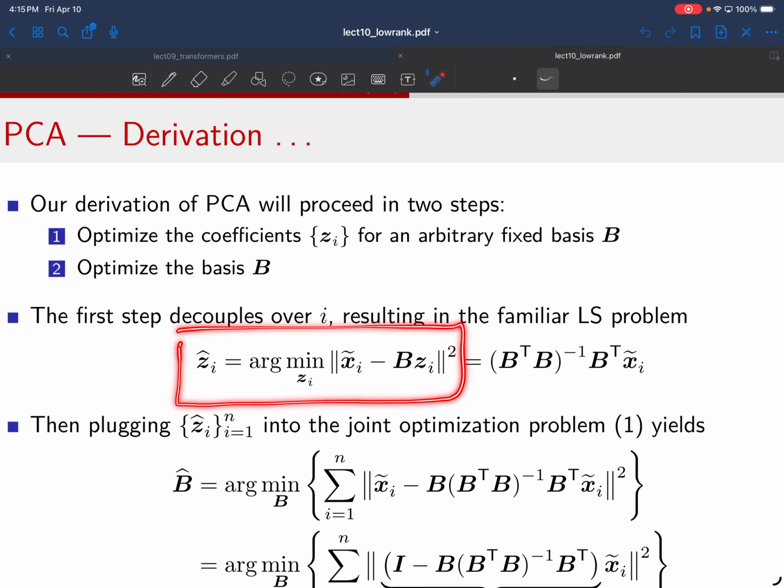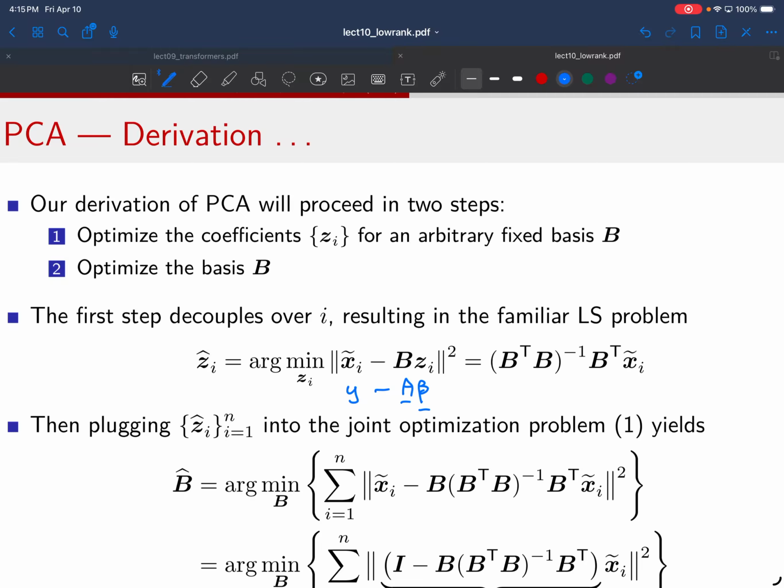Okay, so that's what we have here. I want to optimize this over Zi. But if you think about it, this is exactly the same problem we saw back in Unit 2. The only difference is we had a different notation there. So there we had y minus A times beta. But otherwise, mathematically, it's exactly the same problem, and we know how to solve it. We can find the optimal Zi, or the optimal beta, basically as this expression. So that's the easy step.